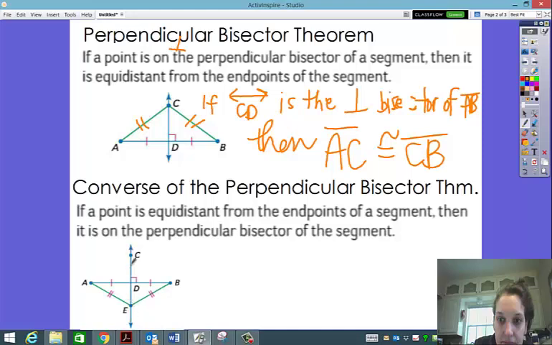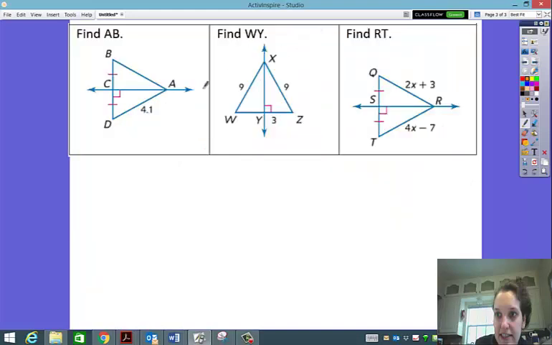Okay, we're trying to find the length of segment AB. So I see my right angle box and I see my tick marks. So I got my two things taken care of. This means that line AC is the perpendicular bisector of segment BD. Line AC is making a right angle with segment BD, and it's cutting it in half into two congruent pieces. So what that means is point A is equidistant from endpoint B and endpoint D. So that means that if AD is 4.1, then AB is also 4.1.